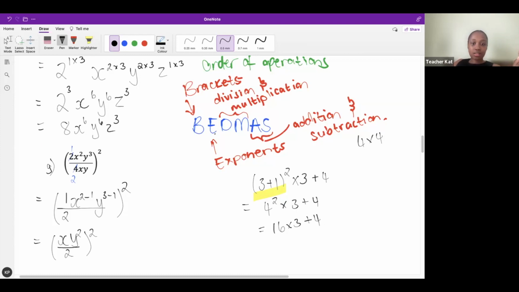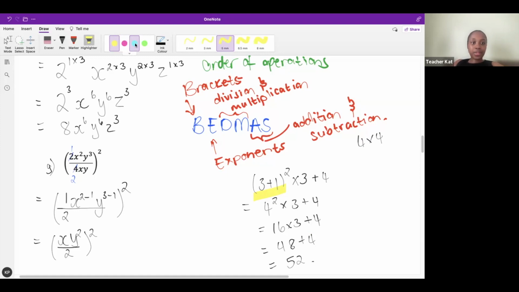Now, after you've done exponents, you go on to division. There is no division, so you go to multiplication. So we first do 16 times 3. How much is that, guys? 16 times 3, let's see. 30, 6, 12, 18, 48. Thank you. Plus 4. And finally, we're left with just addition. That means my final answer is 52. So you must always remember this.